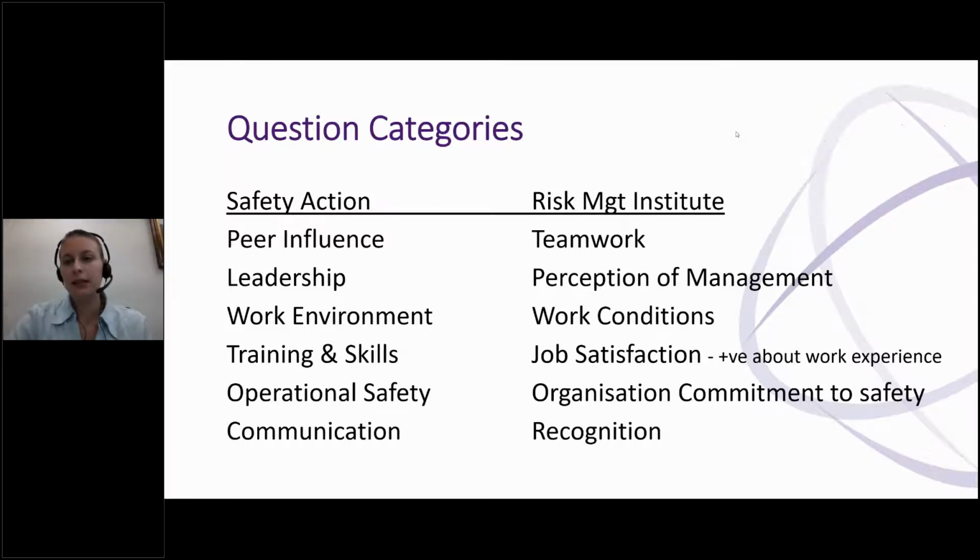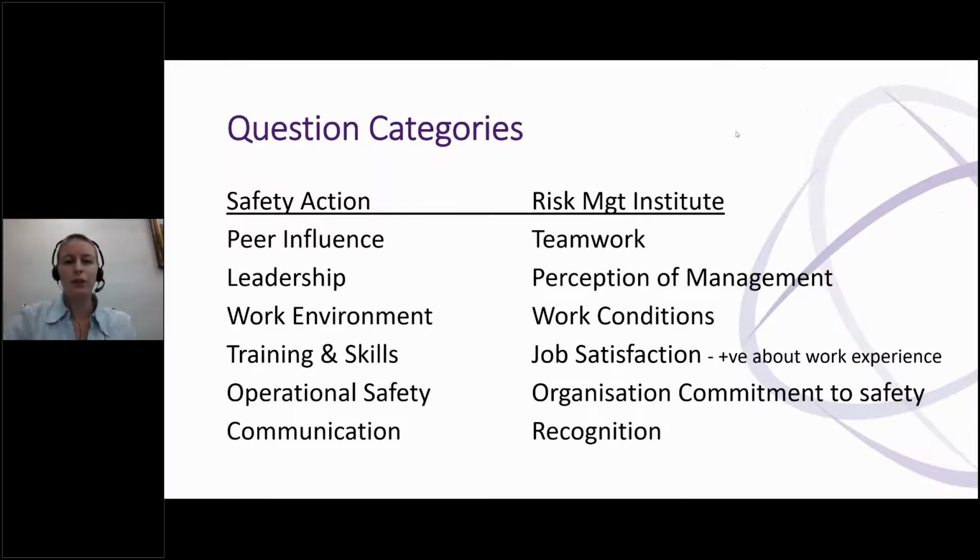Their differences are they list job satisfaction, which they describe as people being positive about their work experience. So this includes opportunities available to them, I guess, to get involved and make changes and make differences. So I put that opposite training and skills because I think that links together a little bit. So they've done something a bit different in their categories. Another difference is they use organisation commitment to safety. And then their last category was recognition.